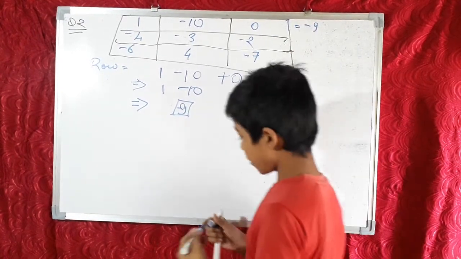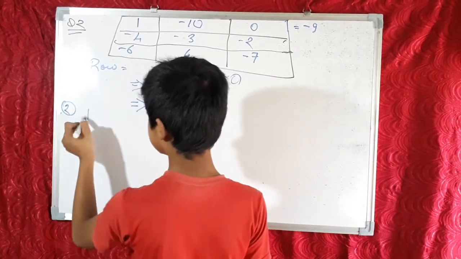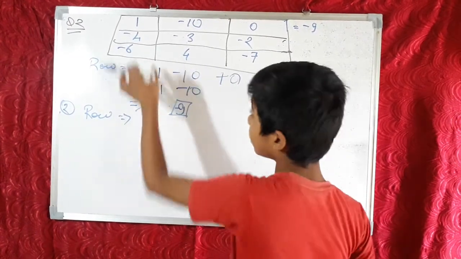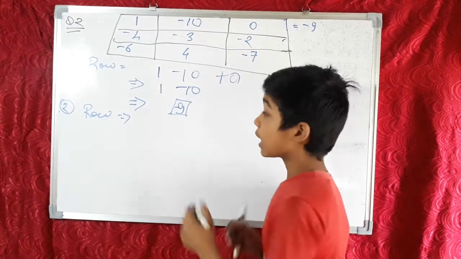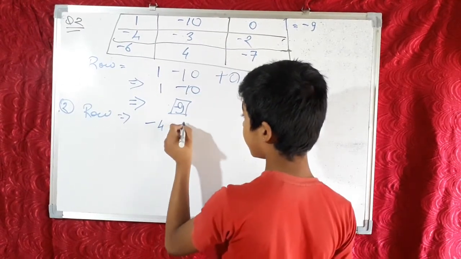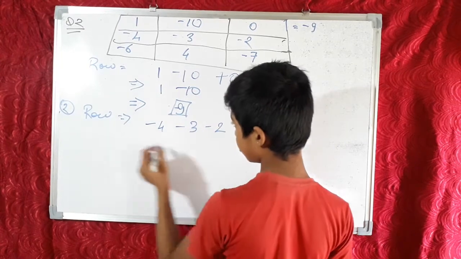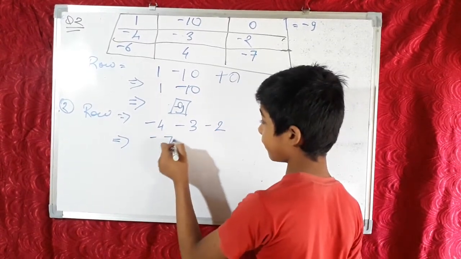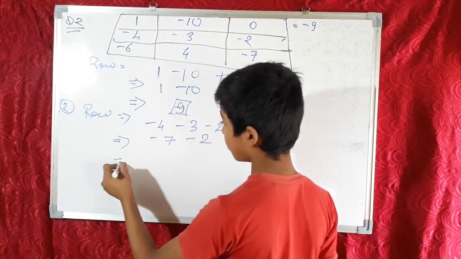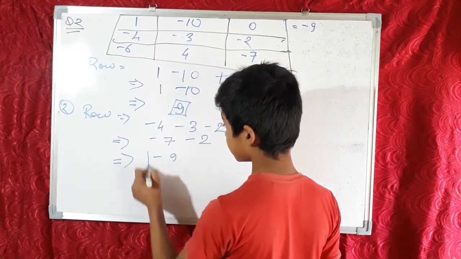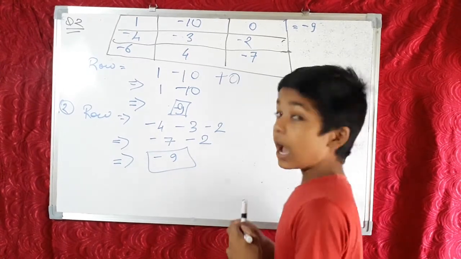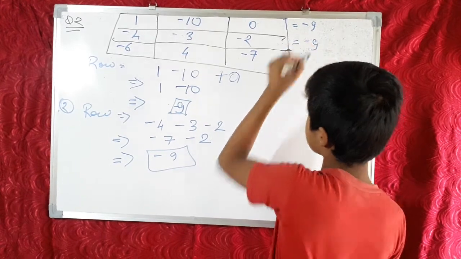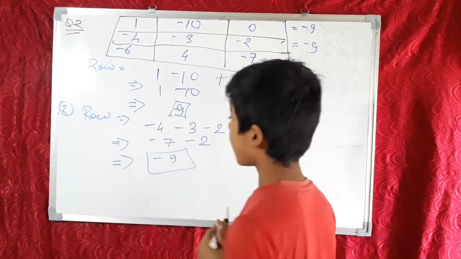Now I have to take out the sum of the second row. The second row is minus 4, minus 3, minus 2. Minus 4 plus minus 3 is minus 7, minus 2 is minus 9. So this is also equal, it is also minus 9. So the second row sum is also minus 9.